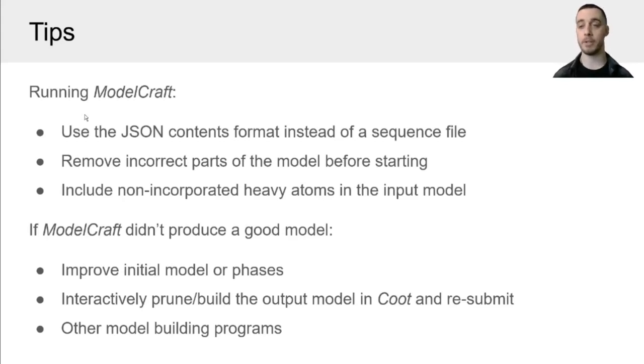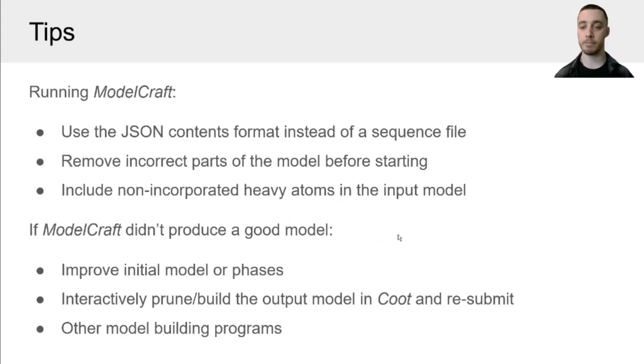Also, kind of unlike my example, if you knew that part of your model was wrong, if you knew that you'd placed 3 chains correctly and 1 incorrectly, it's probably best to just delete the incorrect parts of your model and prune those away before you start ModelCraft and give it a better input model. It's also worth including non-incorporated heavy atoms in the input model, so don't pass it selenium from selenomethionine proteins, because it'll want to build the model through those. But if you know the location of other heavy atoms that aren't incorporated in your protein and RNA models, then it's worth including those, because it'll stop the program building into those, and it'll help improve your phases as well.